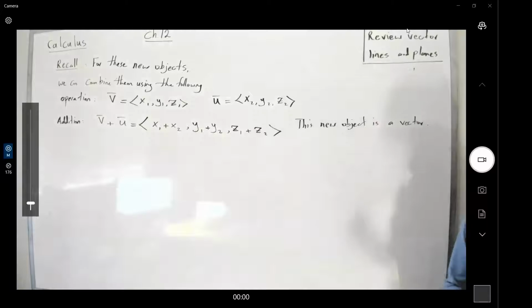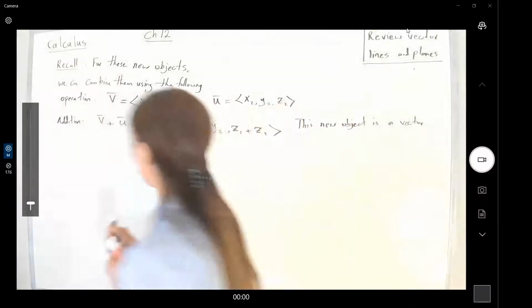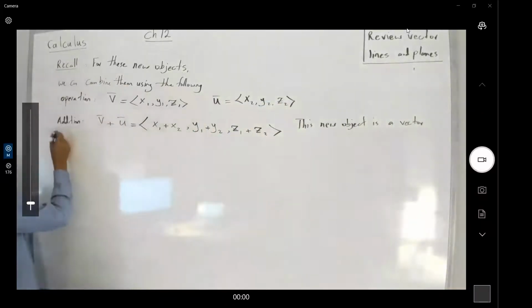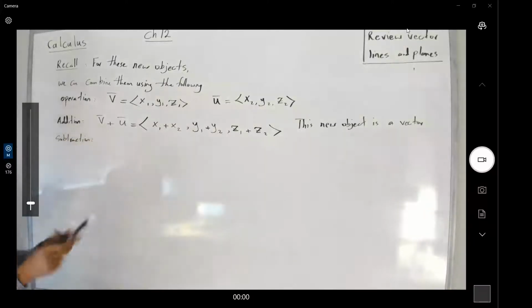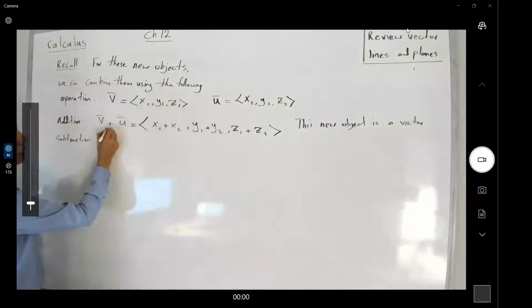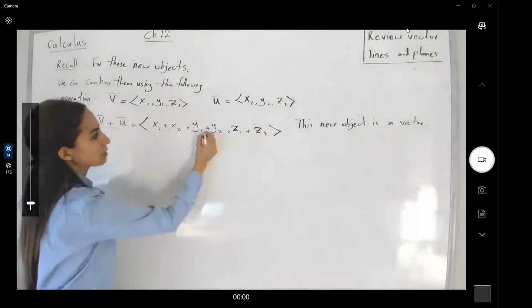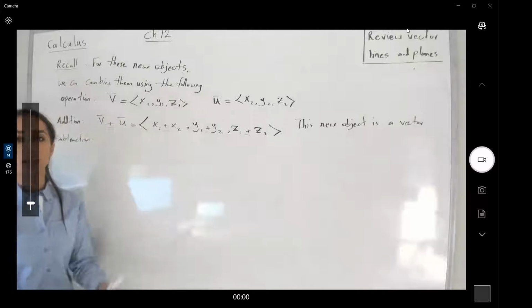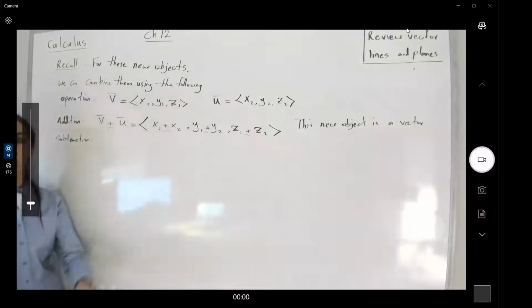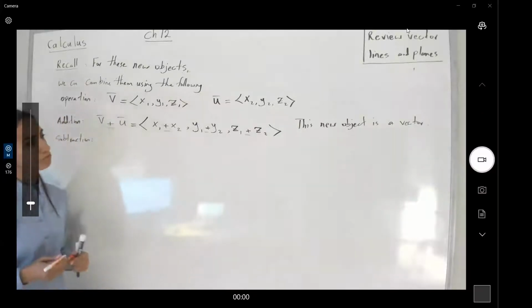If you change addition into subtraction, of course, you can follow the same method by subtracting the first components from each other, the second components from each other, the third components from each other, and create a new vector.